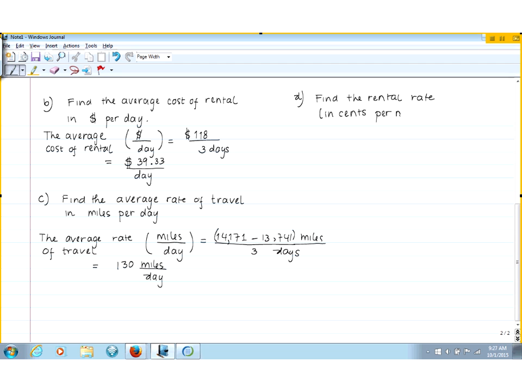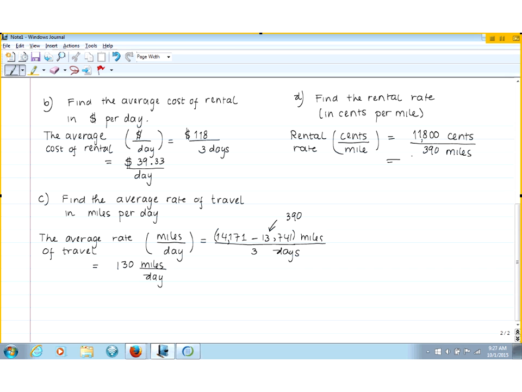Now the next one is find the rental rate in cents per mile. Okay. So now let's answer rental rate, and then what do you have on top? Cents per mile. Okay. So how many cents was the rental? 11,800, right? It's $118, but we need to change it to cents. And how many miles again? We calculated here. 390 miles.